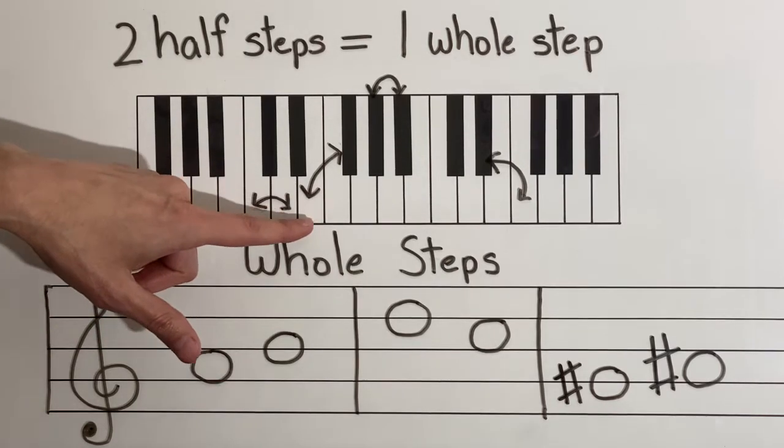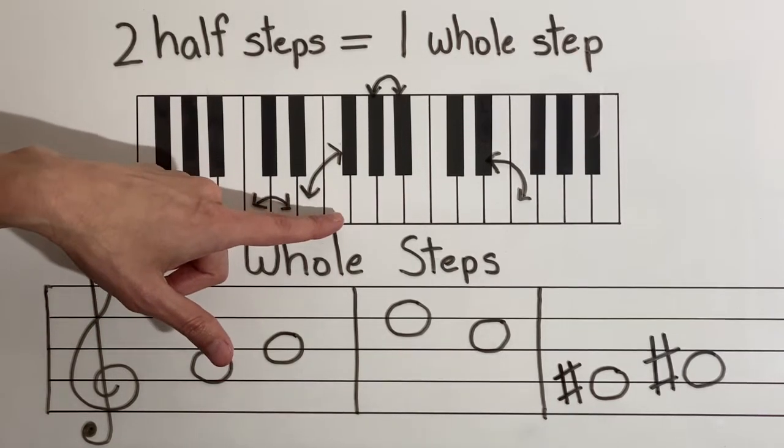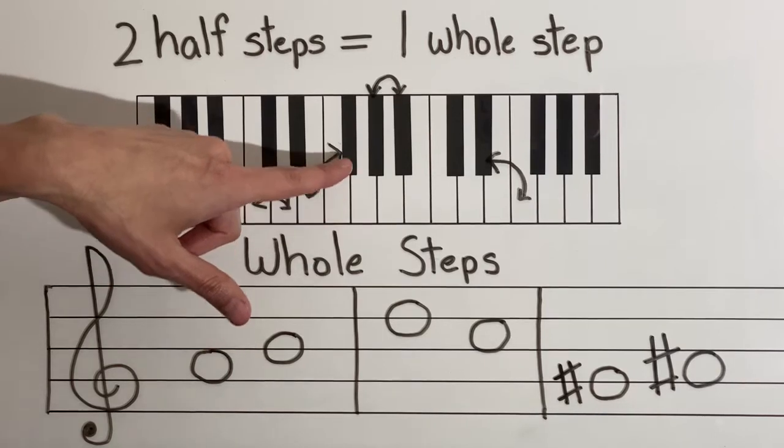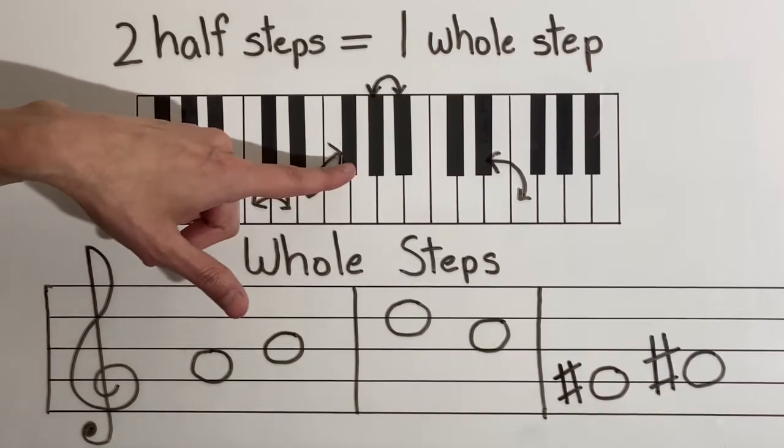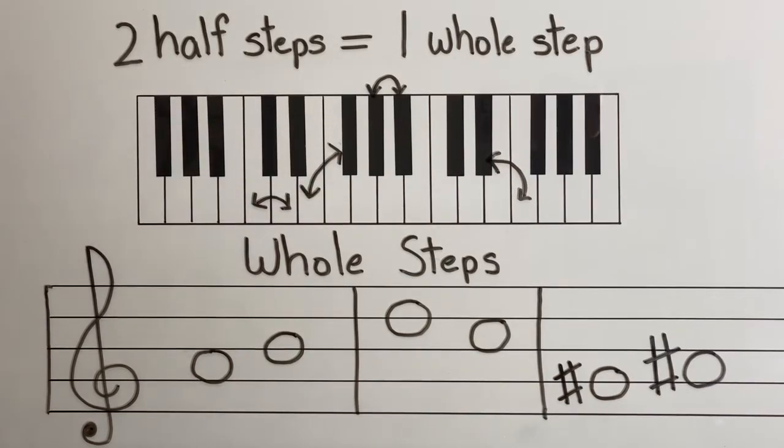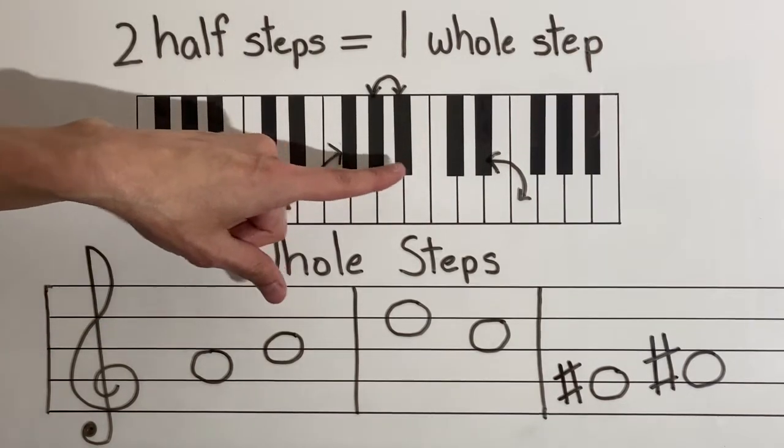Over here I have an E. This white key to this white key is a half step. This white key to this black key is also a half step. So here my whole step goes from E to F sharp. Whole steps can also go from black keys to black keys.